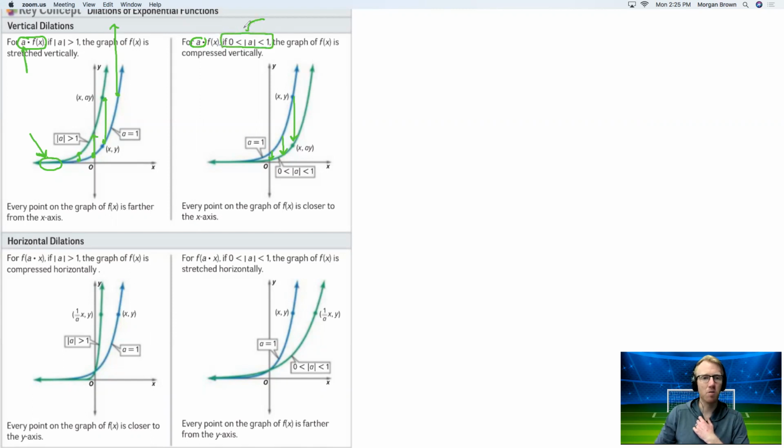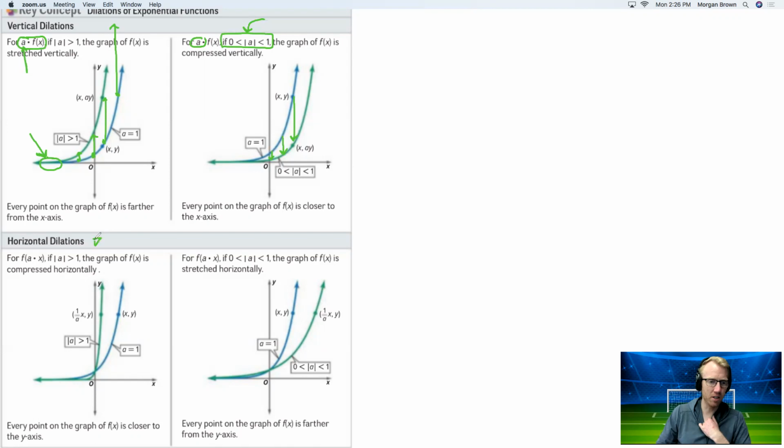Notice here it says absolute value is smaller than 1, because the negative sign you want to think of as separate from the stretching and shrinking. The negative is going to tell you whether it reflected or not. So just look at the size of the numerical part to decide if it stretched or shrunk. And then the negative sign you can focus on, which we'll do on the next slide.